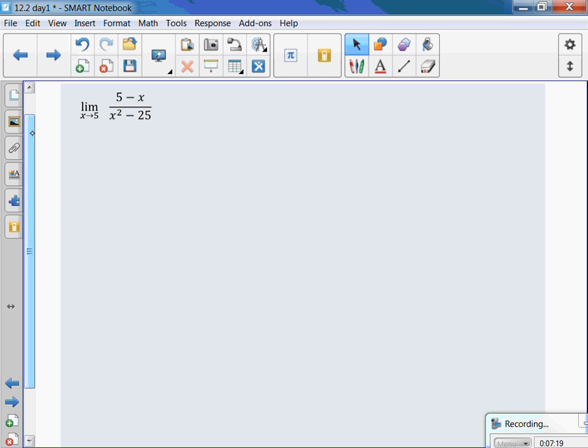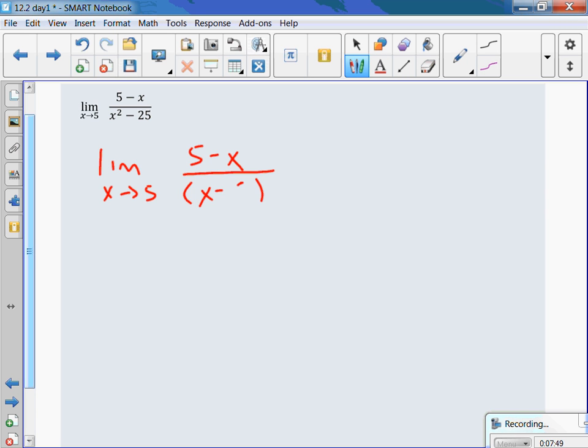Limit of 5 minus x over x squared minus 25 as x goes to 5. Kyle, what can I do here? We don't really want to square root, but can I factor them? That's a difference of what? Square. That's a difference of squares. So I get what? x minus 5 and x plus 5. Absolutely. And my difference of squares, I get that.